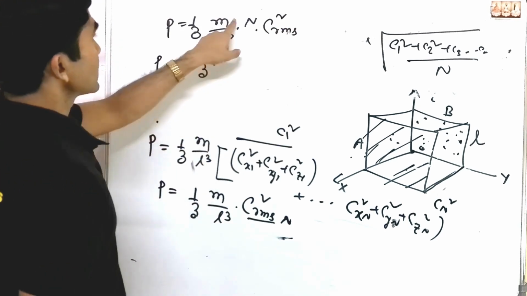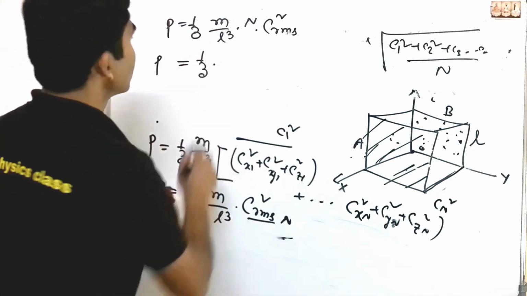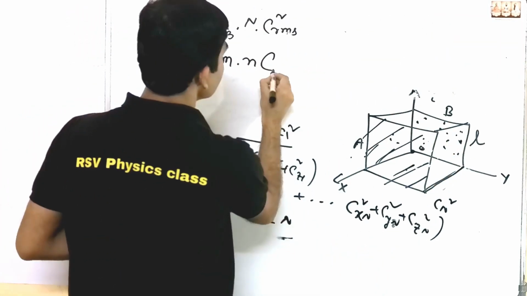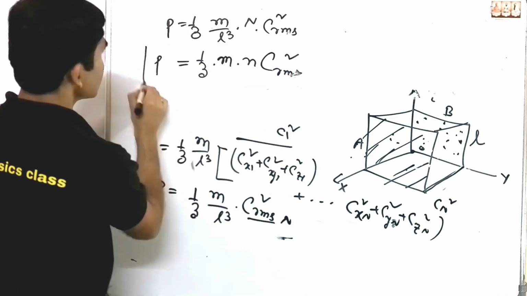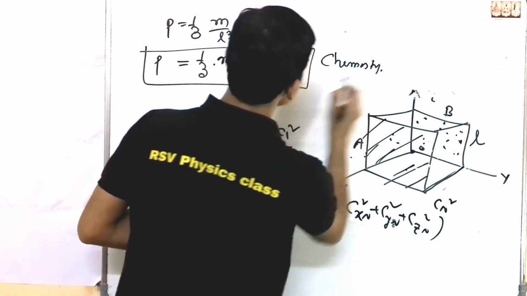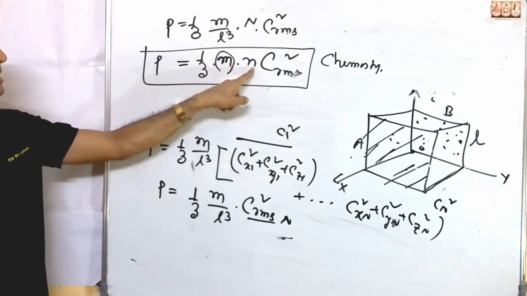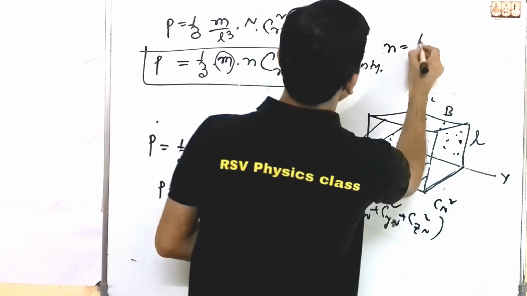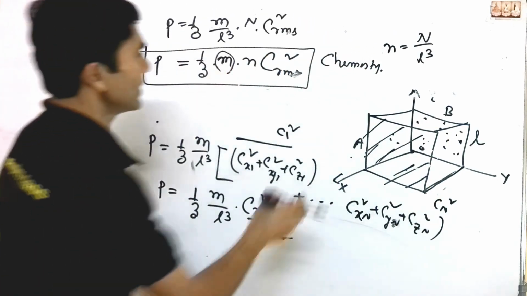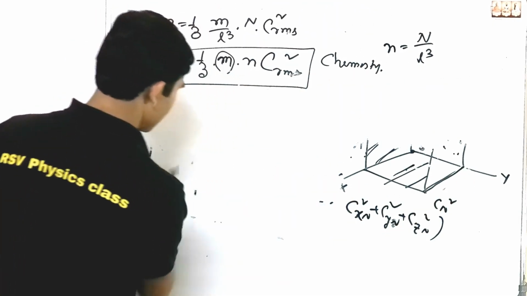Okay, see, this is the mass of one molecule and this is the number of molecules per unit volume. So m, and this is n, and this is mn C RMS square. This expression you have already seen in your chemistry classes. Here m is the mass of one molecule, and small n is the number of molecules per unit volume, and V is the volume. In this way you can write it, and somehow all different types of expressions you can write.